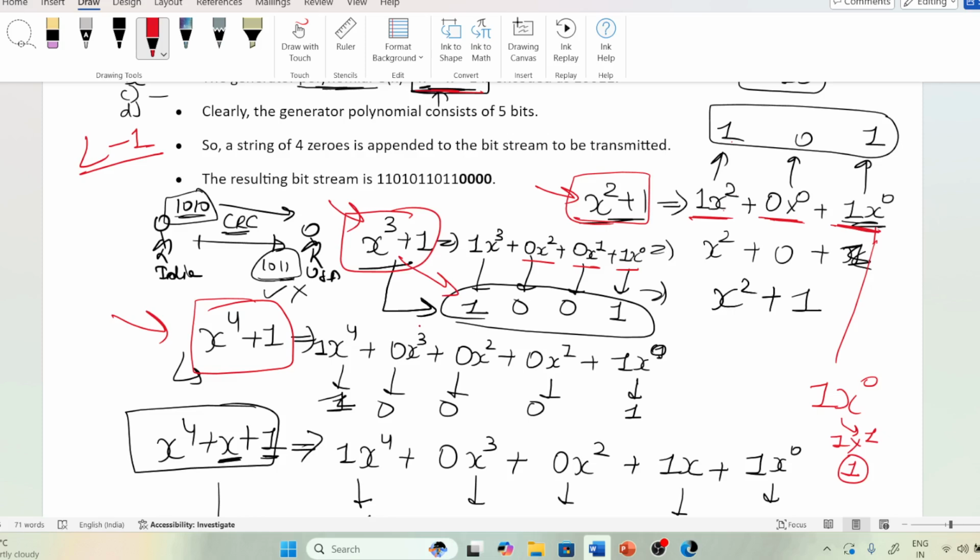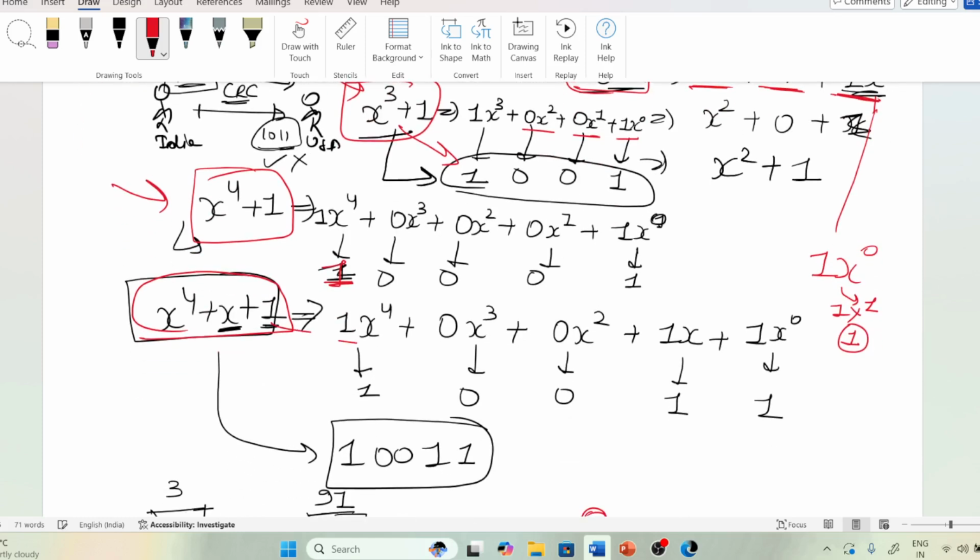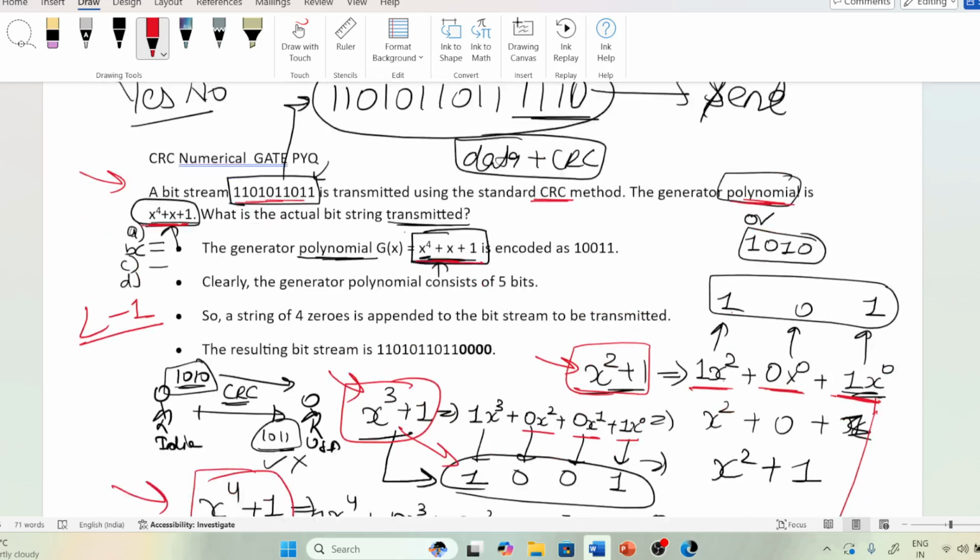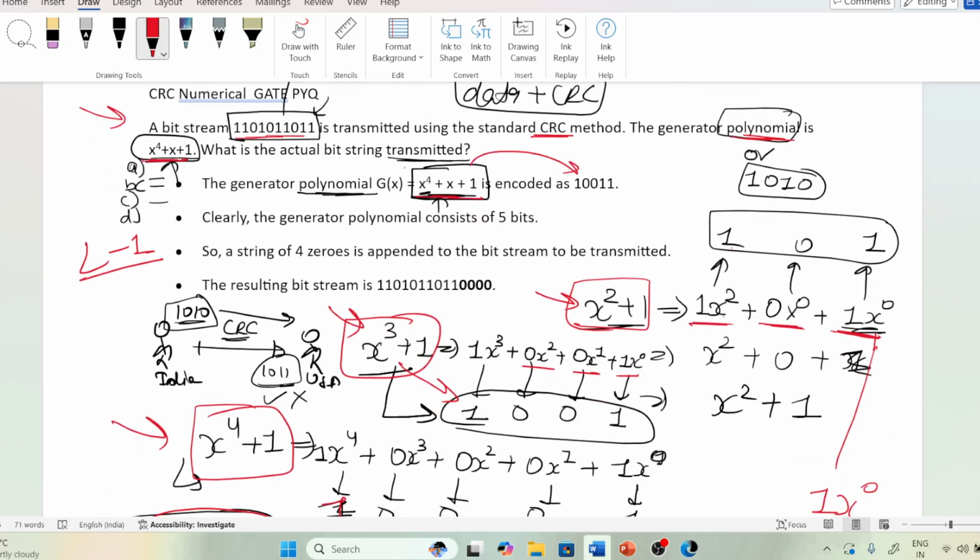Now the examiner gives you x raised to power 4 plus x plus 1. This is the function. So we can write 1 into x raised to power 4, 0 into x raised to power cube, 0 into x raised to power square, plus 1 into x. Why 1? Because it is given here, and then 1 into x raised to 0 power. So we can write this as 1, 0, 0, 1, 1. This is the number we get when we expand our polynomial function. So when we encode this, this is the value that we got.